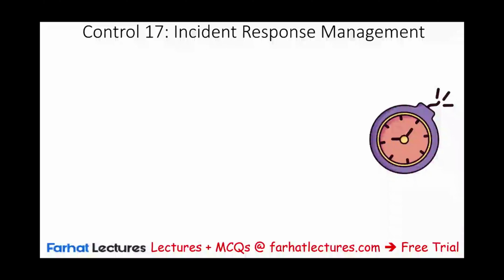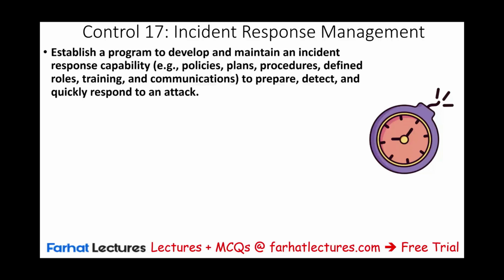Now let's take a look at Control 17, which is Incident Response Management. What do you have to do here? Establish a program to develop and maintain an incident response capability. What does that mean? It means when something happens, how are you going to respond? And specifically, after responding, you have to recover. Simply put, you have to have policies, plans, procedures, people, defined roles, train them, let them know how to communicate, to prepare once you have an incident to respond quickly to an attack.